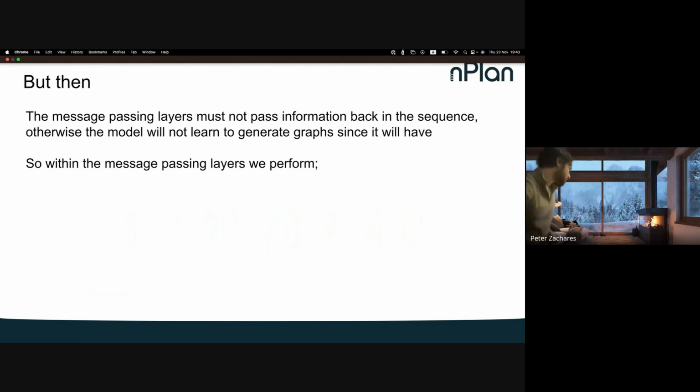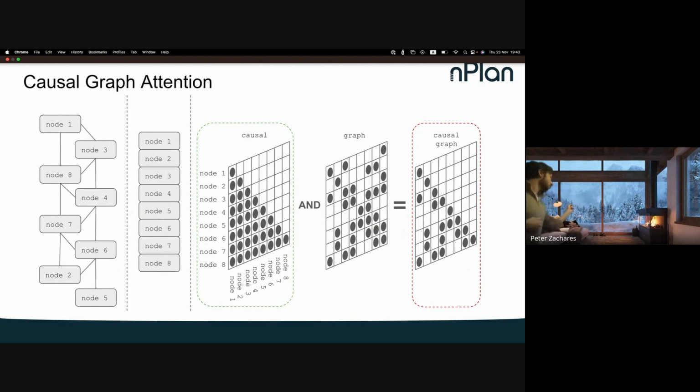Within these message passing layers, we perform what we call causal graph attention, which is super simple. Let me walk through this diagram. We have these nodes. This is the graph, and this is if you just represented them as a sequence. If we were just doing causal masking on them, this is what the adjacency matrix would look like for the masking. If we were doing graph message passing, that's what it would look like here. And so we did causal graph attention, which is just combining these two by doing an element-wise product. And that's what's happening within the message passing layers.